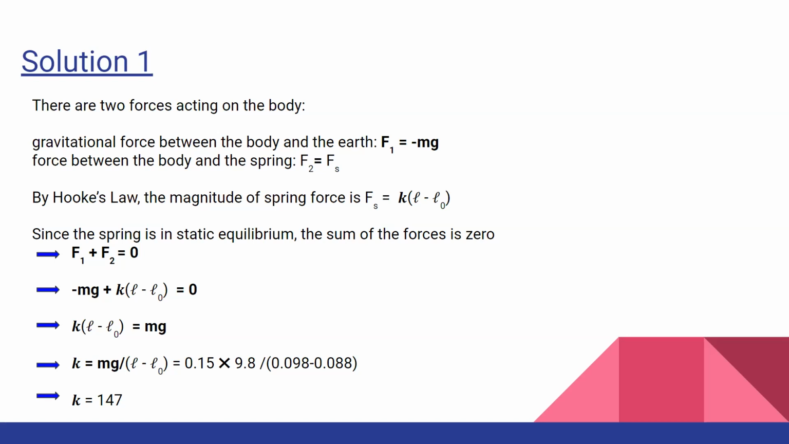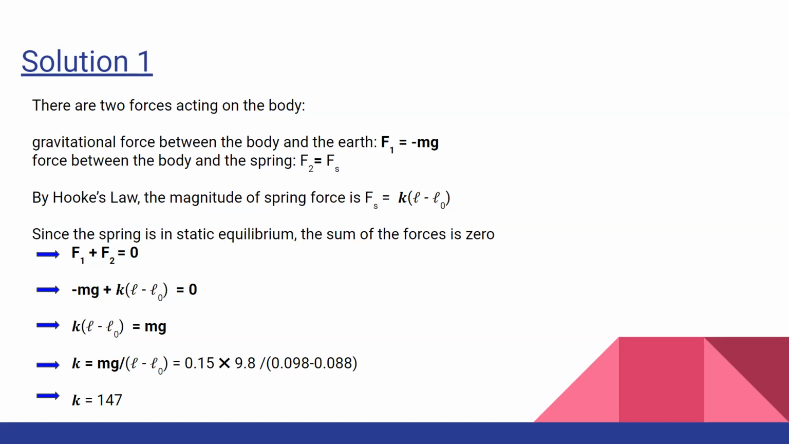Since the spring has settled, it is in static equilibrium, meaning nothing is moving. Because nothing is accelerating, the sum of the forces is 0 by Newton's second law. So we can write F1 plus F2 is equal to 0 because there's 0 net force. So we write negative mg plus k times (L minus L0) is equal to 0. Moving mg to the opposite side gives k times (L minus L0) is equal to mg. Divide by that difference to get k. So k is equal to mg over (L minus L0).